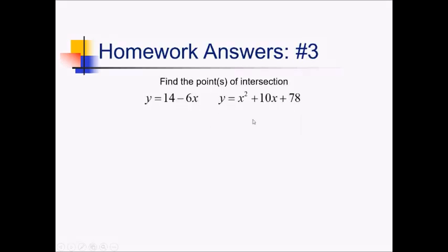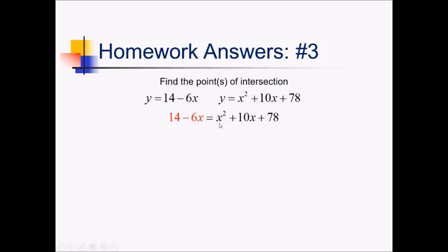To solve this quadratic system, we're going to go ahead and use the substitution method to plug in 14 minus 6x for this y over here. Since these both equal y, they equal each other. And now that I've got one quadratic equation with only x's, let me go ahead and solve that. Since I have linear terms, I'm going to go ahead and move everything to one side.